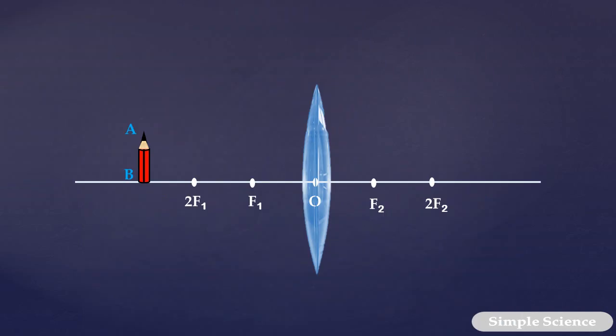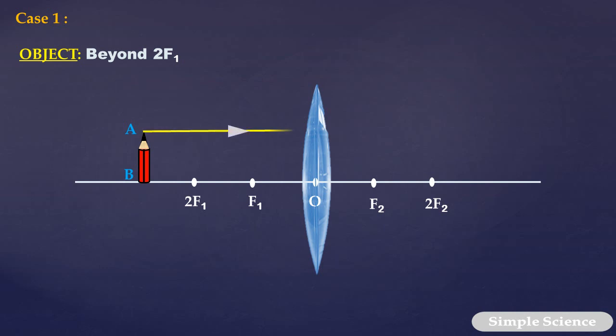Let us take the first case where the object is placed beyond 2F1. Object is this pencil. Name of the object is AB. We are going to take the rays from point A. We are going to use the first rule: a ray of light parallel to the principal axis after refraction passes through focus. Second rule says that a ray of light passing through the optical center after refraction goes undeviated.